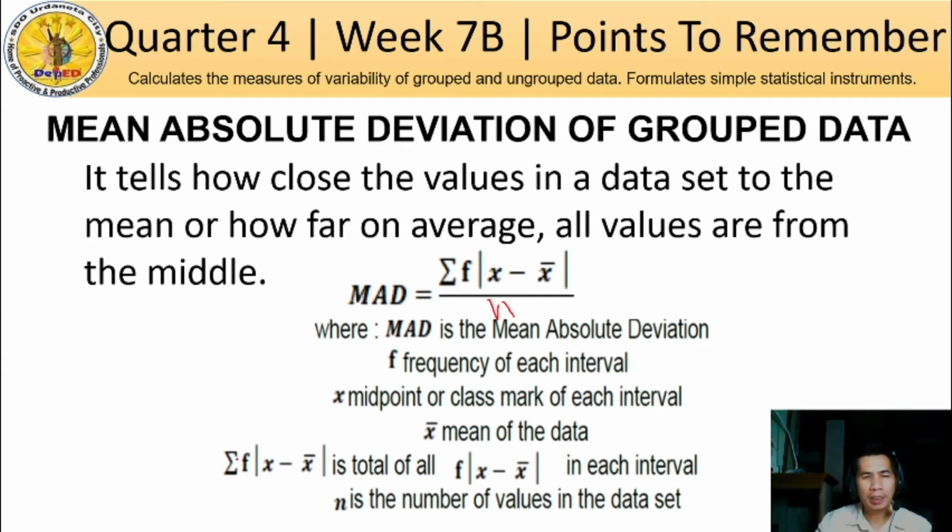So, summation of the frequency times yung difference ng data or the class mark minus the mean. Ito daw yung total of all nung nasa taas natin, yung frequency times the data minus the mean in each interval. Then n is the number of values, yung nasa baba po, all over n, number of values in the data set. Okay? So, continue tayo.